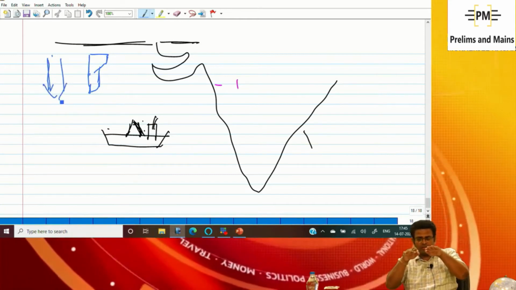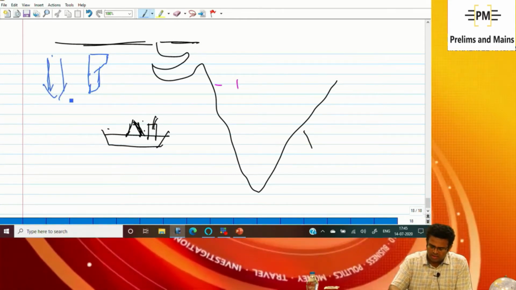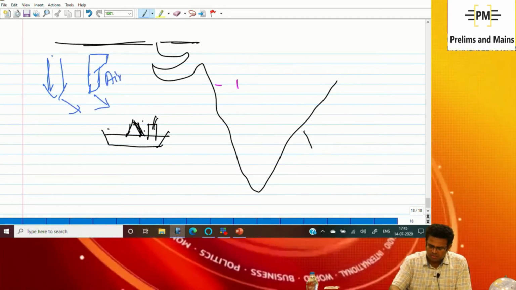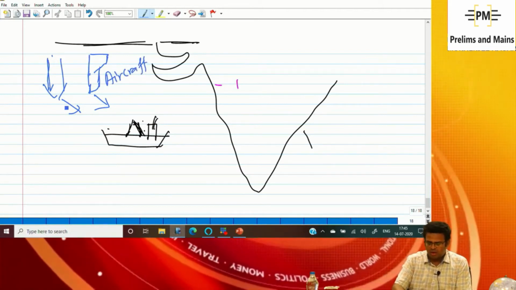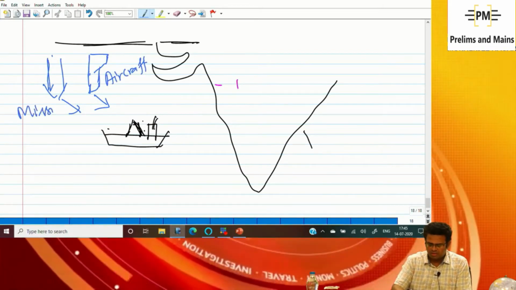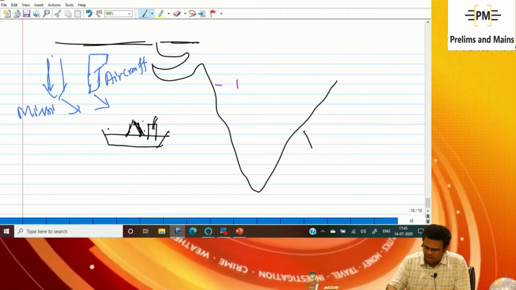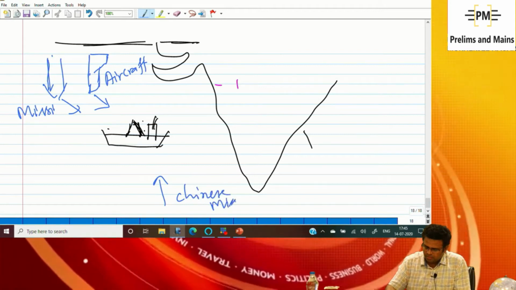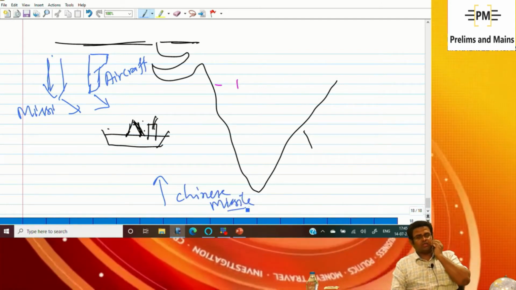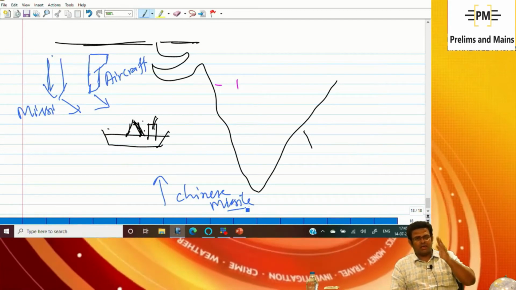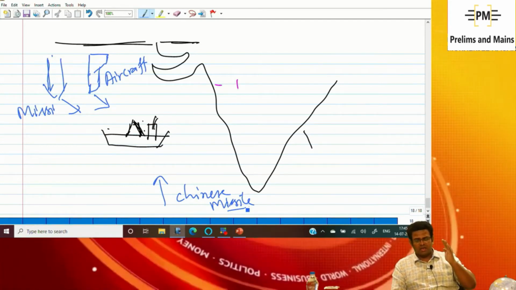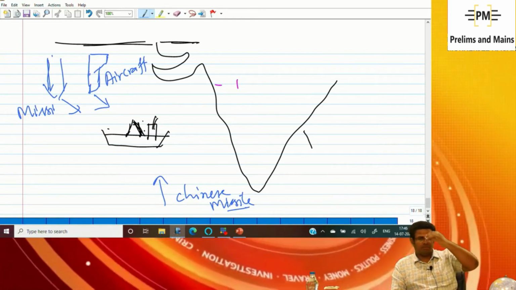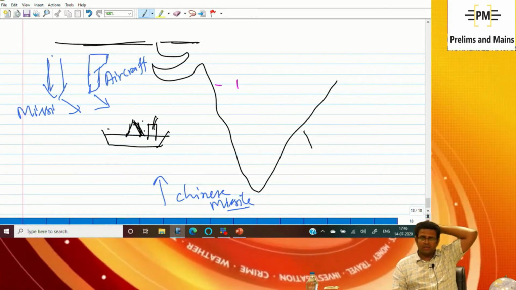This aircraft is coming with a missile, and both are coming toward the ship. The aircraft has launched a missile, and from this side there is also a Chinese missile. Suppose China has also attacked from there with a missile, and also some aircraft from the Pakistan side are carrying missiles.